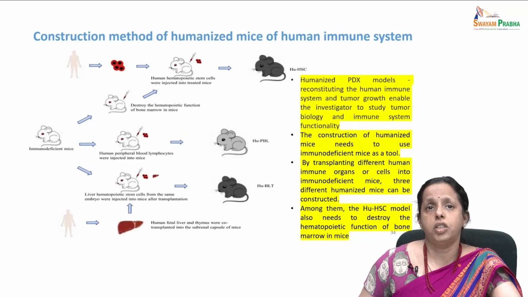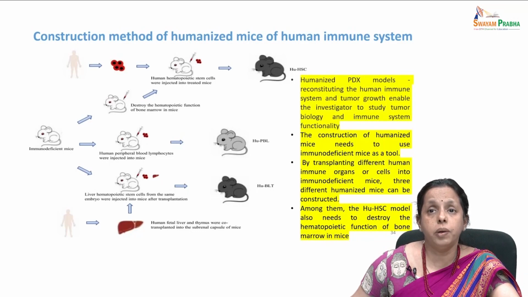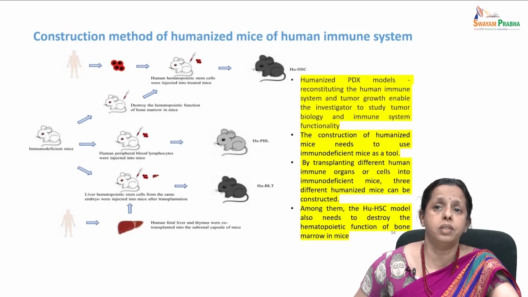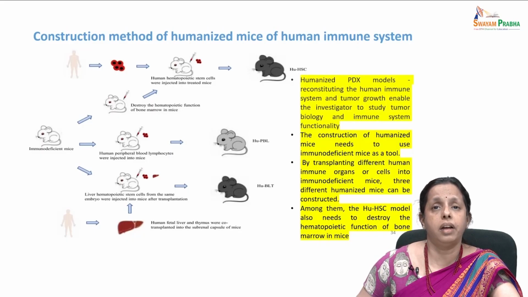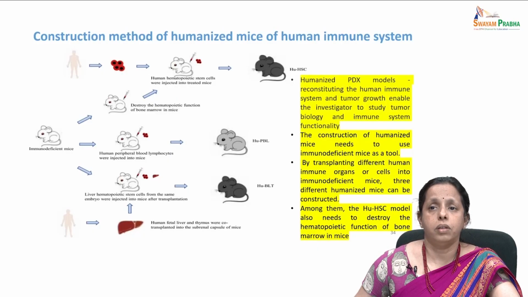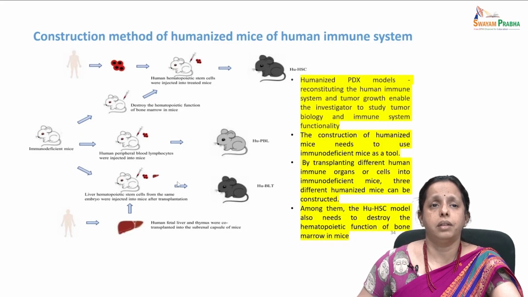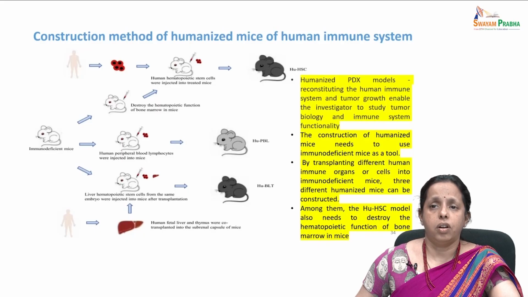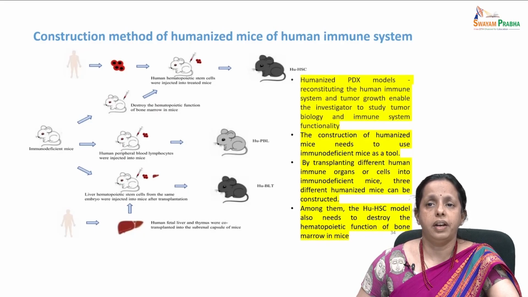There is a need to construct humanized mice, where essentially a humanized mouse is one where human immune cells are engrafted into immunodeficient mouse models, which include inoculation with PBMCs as shown here, or inoculation with CD34 hemopoietic stem cells as indicated here, or simultaneous engraftment with human fetal liver and thymic tissues. Engraftment with human PBMCs via intraperitoneal injection is very common, and it was first performed in 1988.